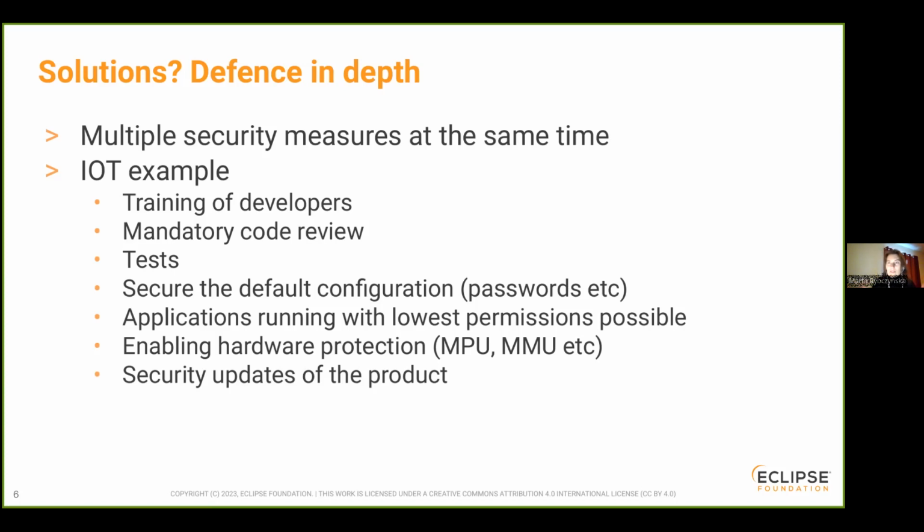Coming from castles to IoT examples. An example of defense in depth for an IoT product would be to train developers on secure coding, or in general on best coding practices. Add mandatory code review, if possible, by 2 different persons. Add tests for new features and for existing features. We secure the default configurations, including passwords and all other elements.